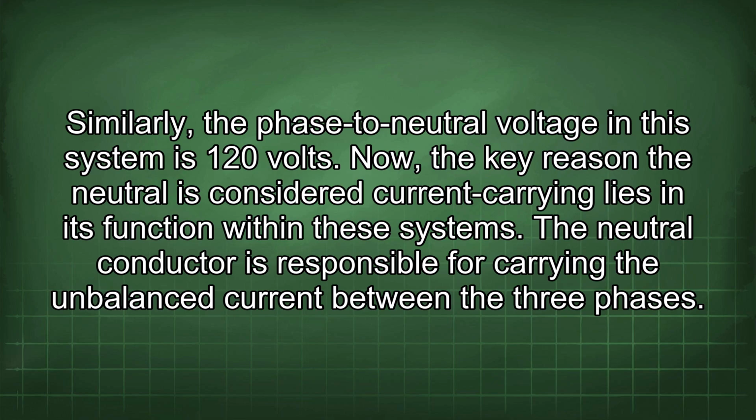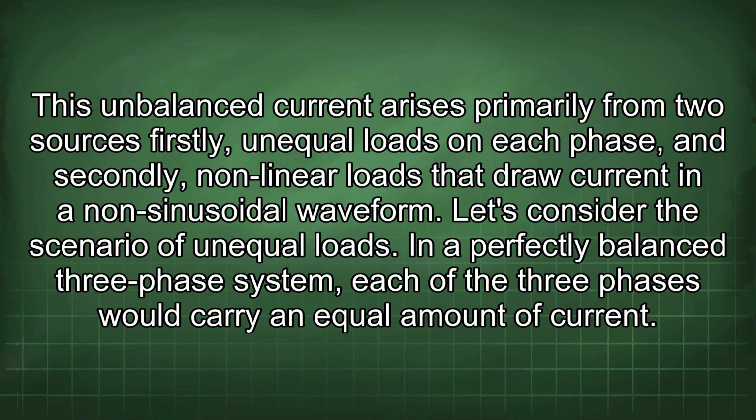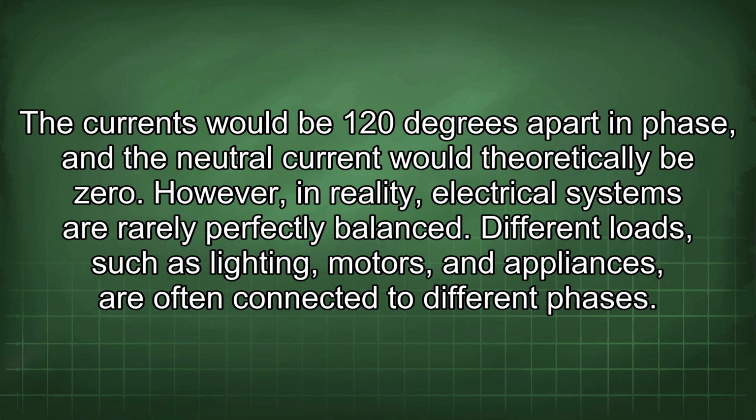The neutral conductor is responsible for carrying the unbalanced current between the three phases. This unbalanced current arises primarily from two sources: firstly, unequal loads on each phase, and secondly, nonlinear loads that draw current in a non-sinusoidal waveform. Let's consider the scenario of unequal loads. In a perfectly balanced three-phase system, each of the three phases would carry an equal amount of current. The currents would be 120 degrees apart in phase, and the neutral current would theoretically be zero.